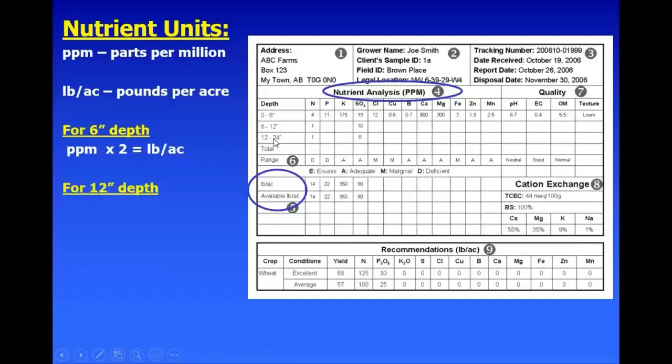Now, if you have a 12 inch depth sample, for example, well, then that 12 inch depth of soil will weigh about 4 million pounds. So we're going to multiply that value.